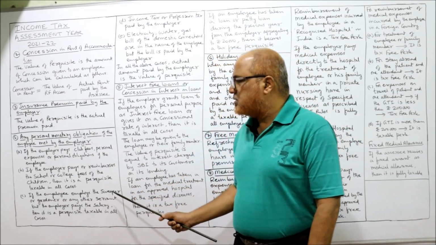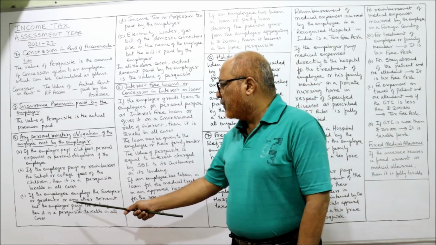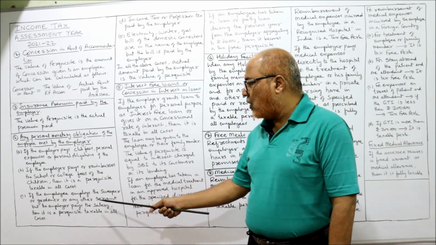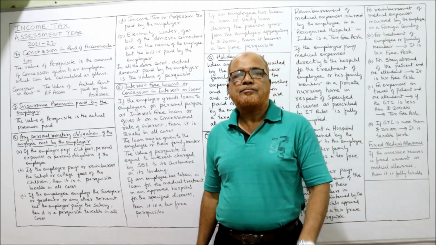If the employee employs a sweeper or gardener or any other servant, but the employer pays the salary, then it is a perquisite.